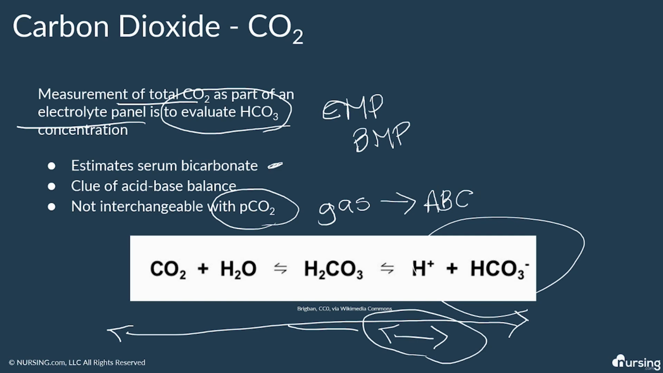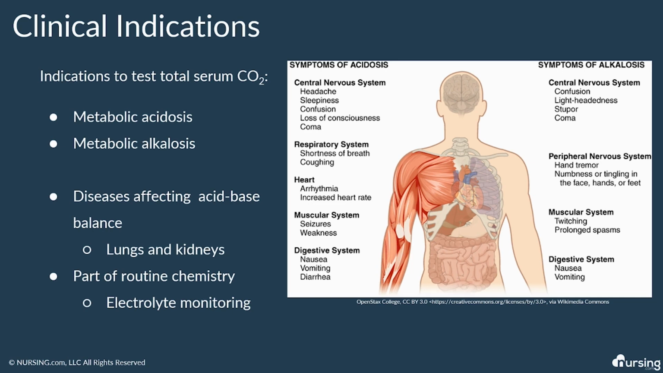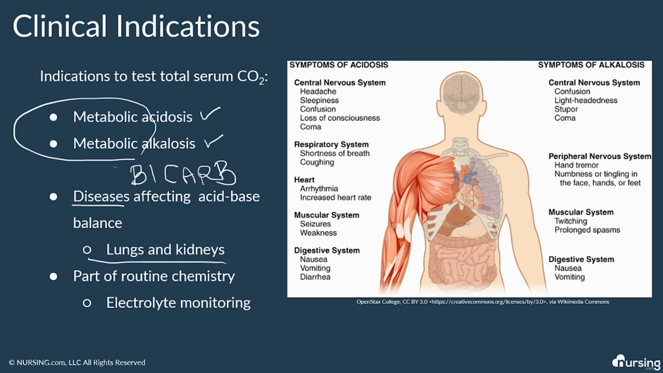Now, when do you think we would worry about carbon dioxide or bicarb balance? You're right. This would be in times of acidosis or alkalosis. Now, again, because we're looking at bicarb, not CO2 in its gas form, with this value we're looking at metabolic imbalances, not respiratory. So this would be the case in diseases or conditions affecting acid-base balance. And what does that? The lungs and the kidneys, right? And this is part of our routine chemistry, our CMP or BMP.